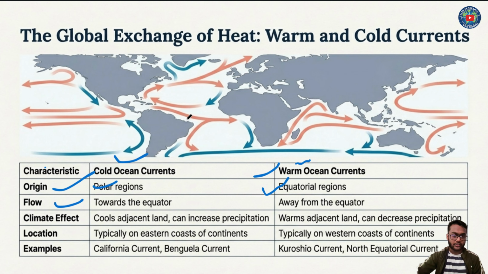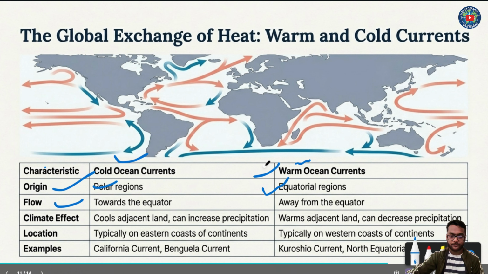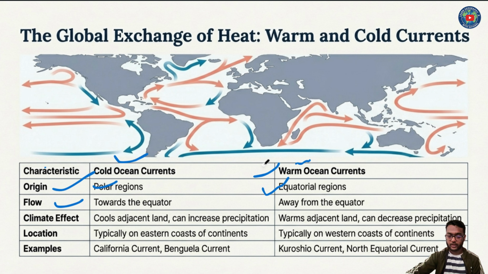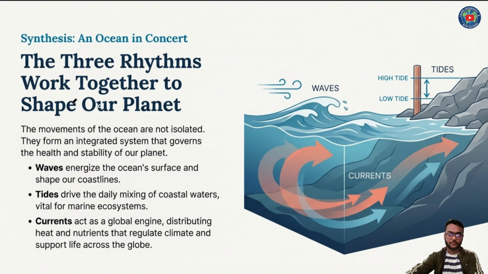On the basis of location, cold ocean currents are typically on the eastern coast of continents. Warm ocean currents are typically on the western coast of continents. Examples of cold ocean currents: California current and Benguela current. And warm ocean current examples: Kuroshio current, North Equatorial current. Okay, these are cold ocean currents and warm ocean currents.